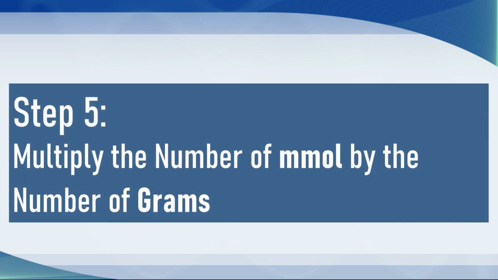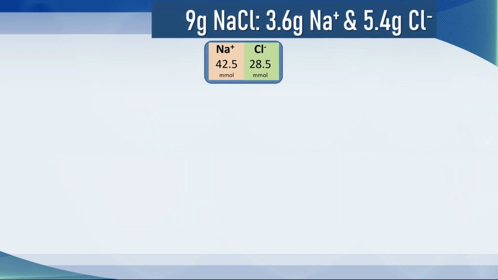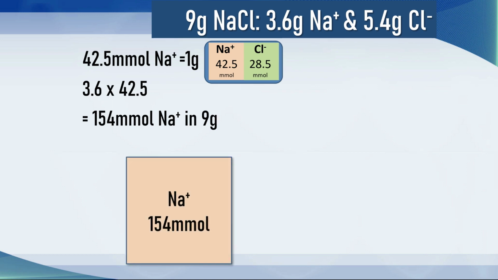Step 5 is to multiply the number of millimoles by the number of grams. Remember, 9 grams of salt is 3.6 grams of sodium and 5.4 grams of chloride. There are 42.5 millimoles per gram of sodium. You know that there are 3.6 grams of sodium in NaCl, so multiplied by 42.5 you end up with 154 millimoles of sodium in 9 grams.